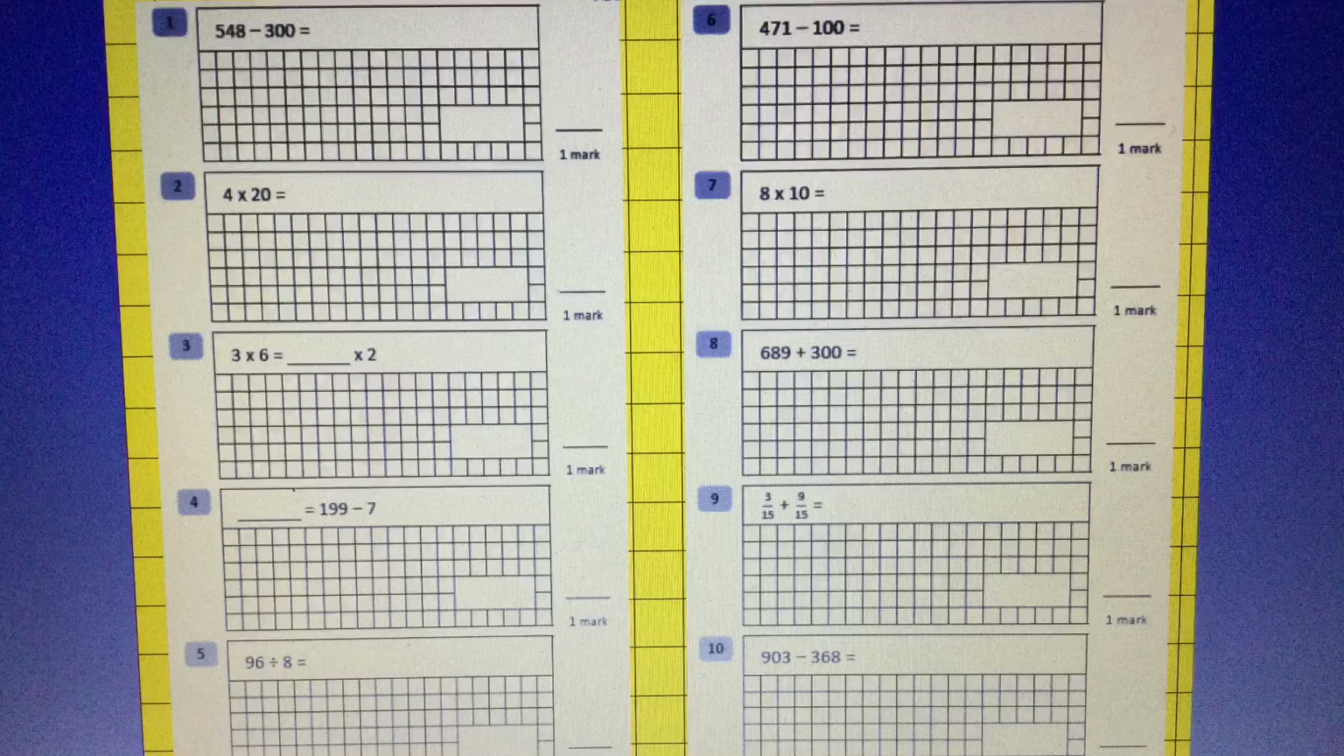Number 3, 3 times 6 equals something times 2. Number 4, something equals 199 take away 7. Number 5, 96 divided by 8. Number 6, 471 take away 100. Number 7, 8 times 10. Number 8, 689 add 300. Number 9, 3/15 add 9/15. And number 10, 903 take away 368.